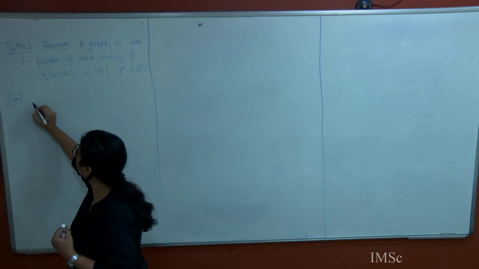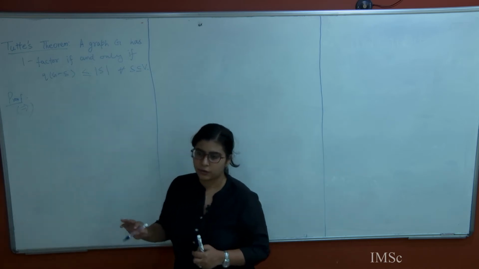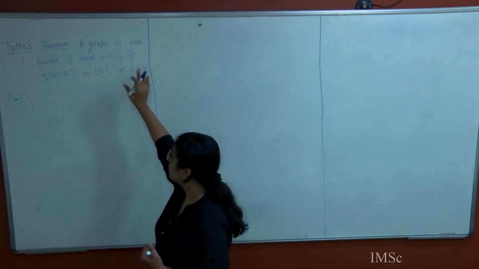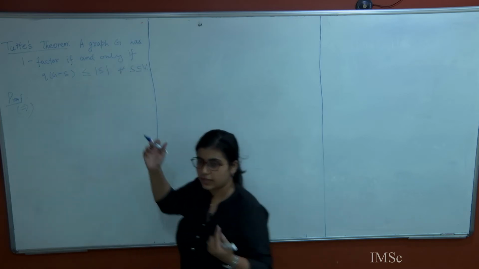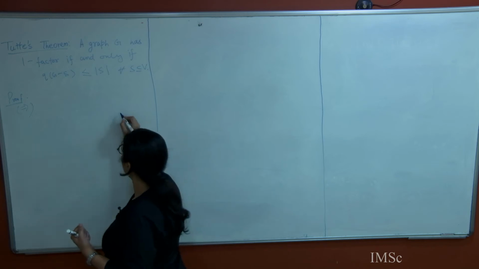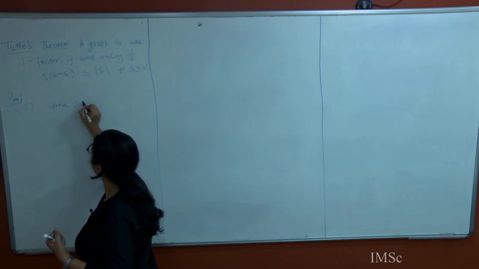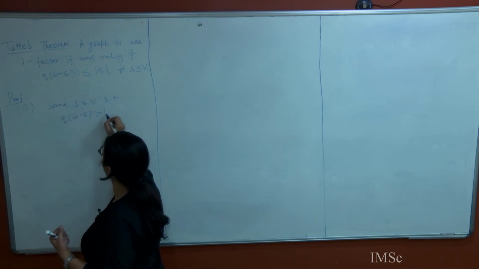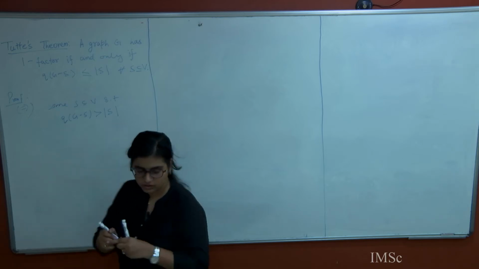What was the proof? The forward direction is easy. In the forward direction, we saw that if it has a one factor, then every vertex subset should satisfy this condition. Say you have some subset S which fails this condition, so q(G minus S) is strictly greater than the cardinality of S. Then what happens? You have this set S.